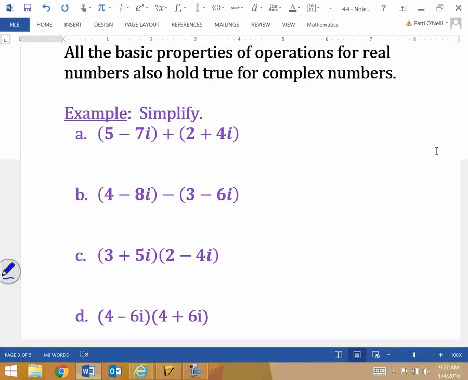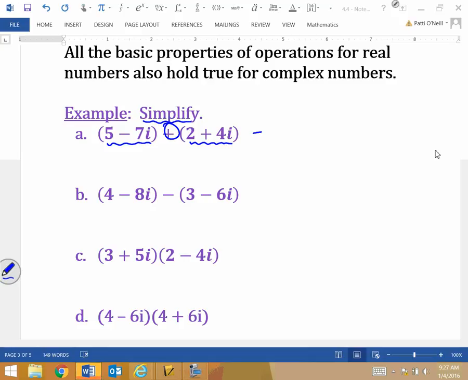So the first, all the directions are going to say to simplify. The first example says, please take the complex number 5 minus 7i and add to it the complex number 2 plus 4i. So this is our operation in the middle. Now to work with complex numbers, when we add and subtract, you can only combine like terms, just like we did with the real number system and when we worked with variables. So real can only get combined with real, and imaginary can only get combined with imaginary.